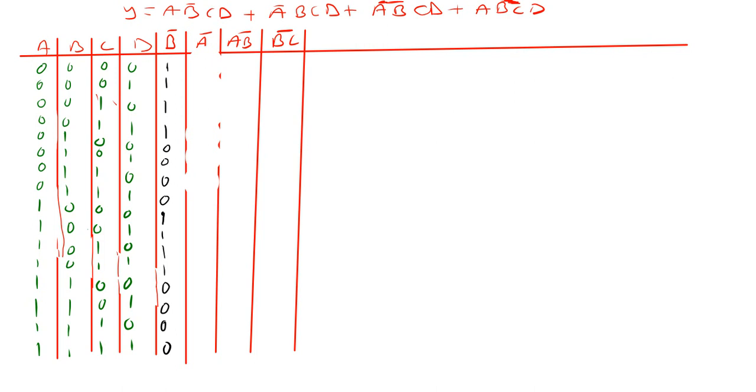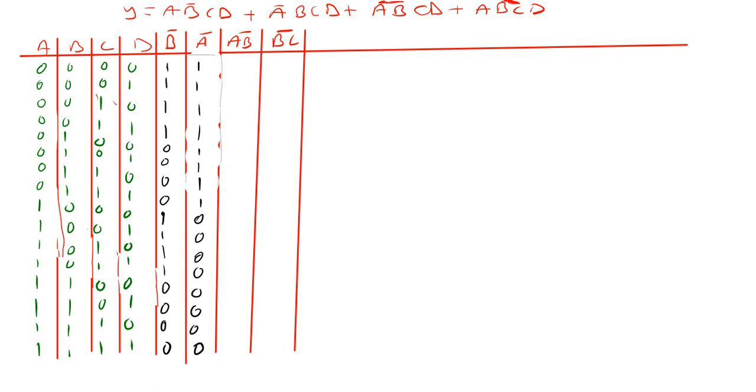So for this column of A, I will have 8 ones: 1 2 3 4 5 6 7 8. Then we have 8 zeros: 1 2 3 4 5 6 7 8. So we have negated A, the input of A.